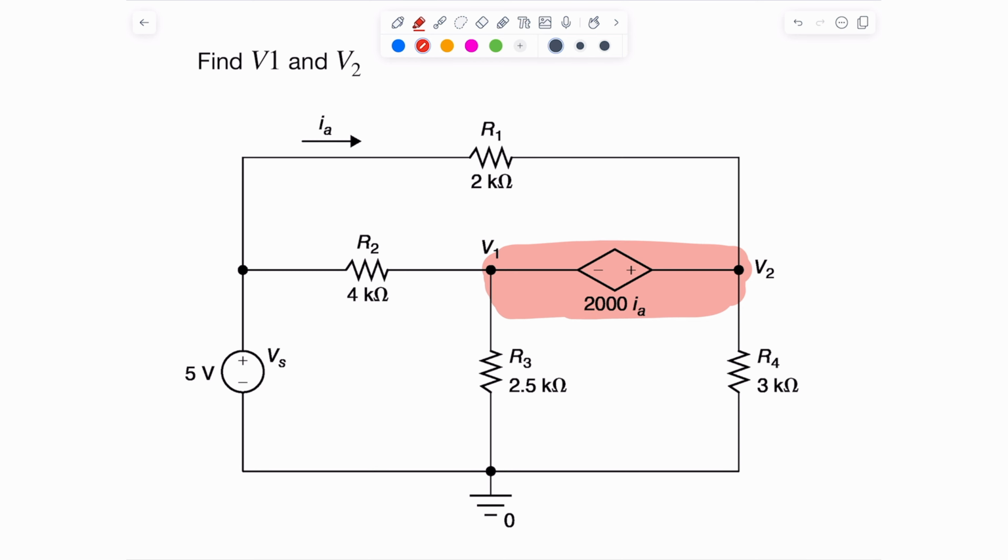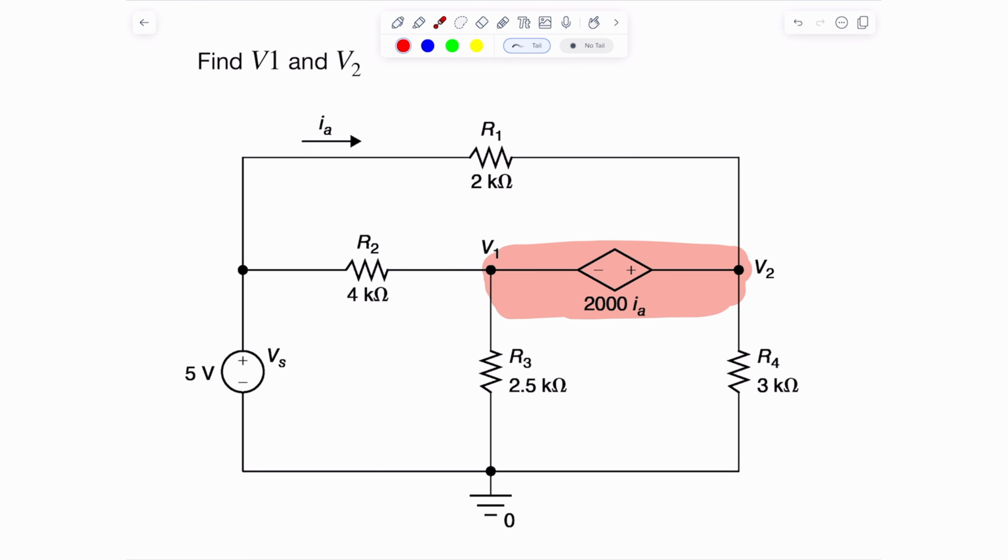And the second equation relates V1 and V2. I know this is a voltage source, so V2 is higher than V1 by this amount, but this amount is relevant to some sort of current because it's a current controlled voltage source. So we're going to have to write an equation to get that. Anyway, let me get started by writing the equation.